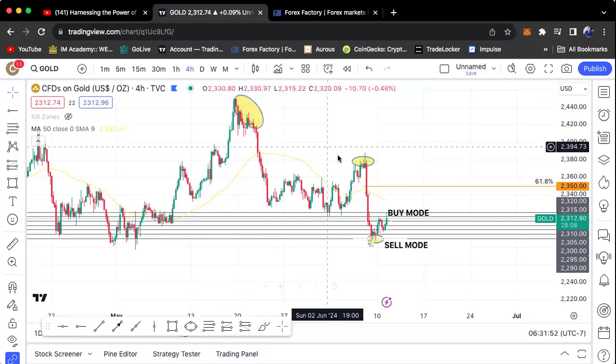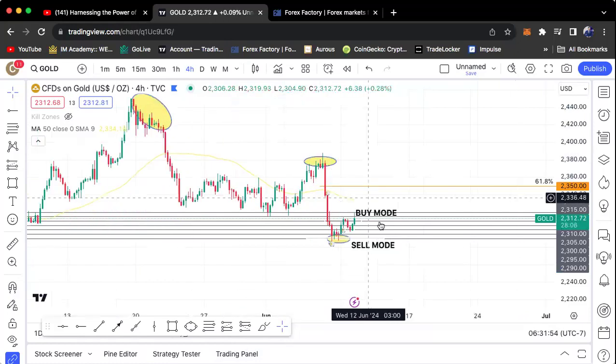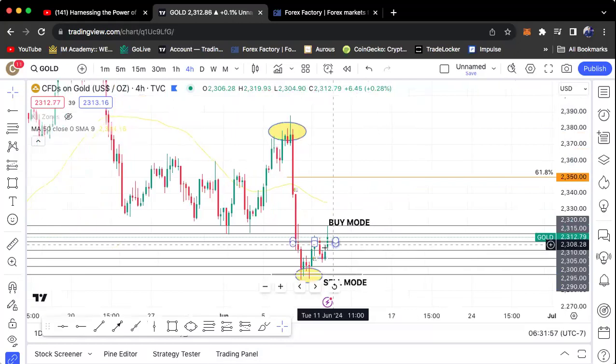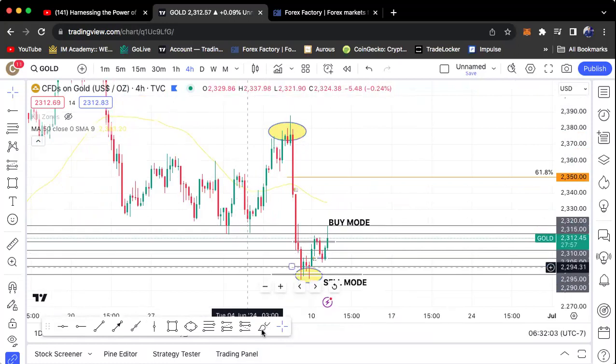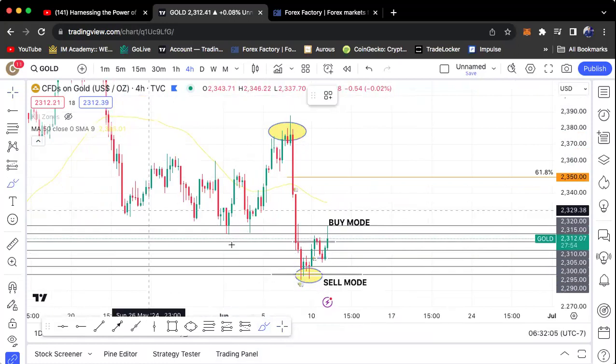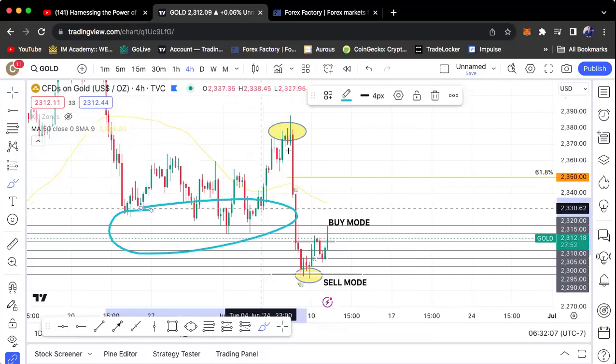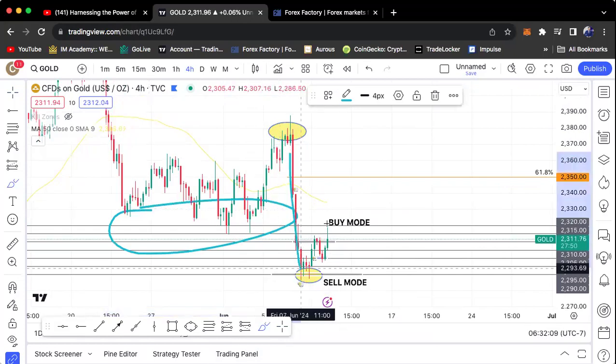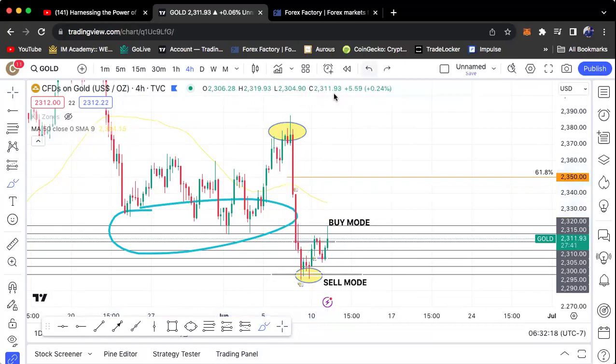So you want to make sure you look at where price is currently at. Price is currently at here. We have a lower high here and a lower low here because price broke below this structure. Price broke below and it's looking like it's retesting this area here. When you look at the bigger picture at the 4 hour.